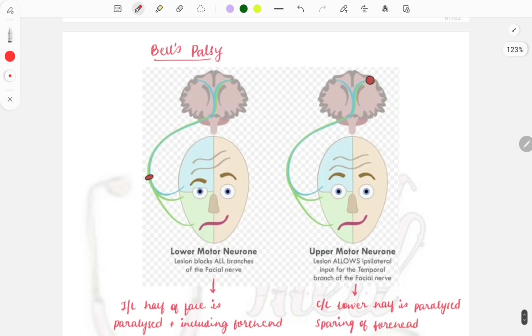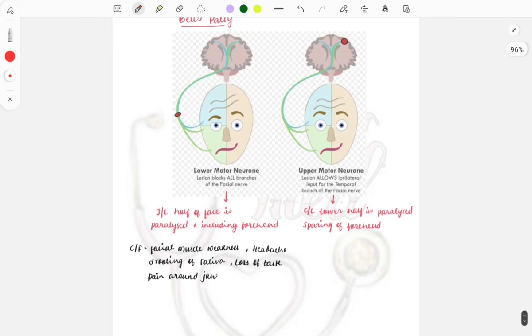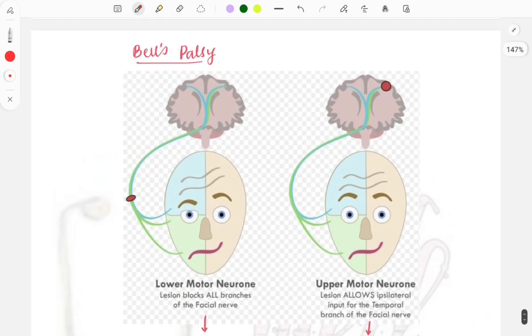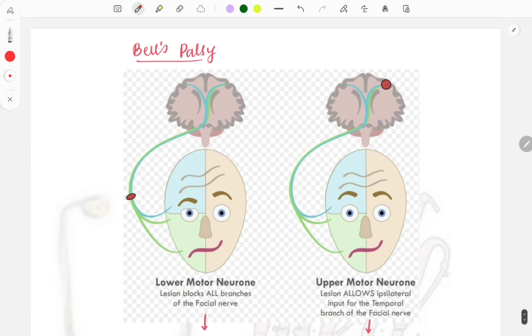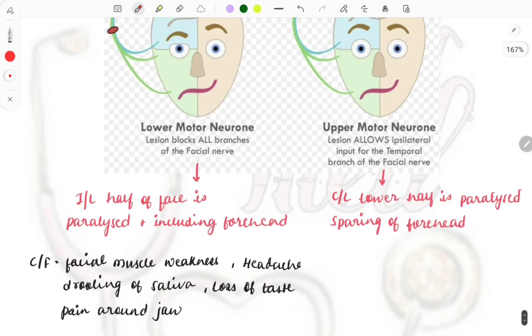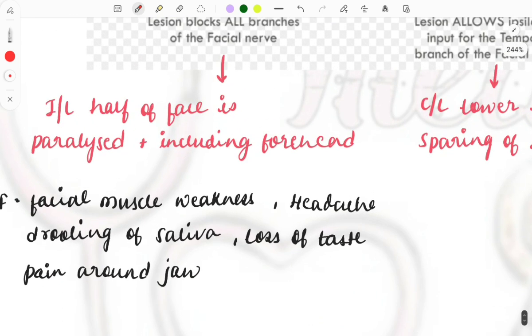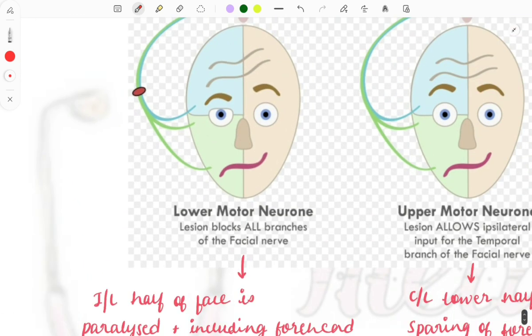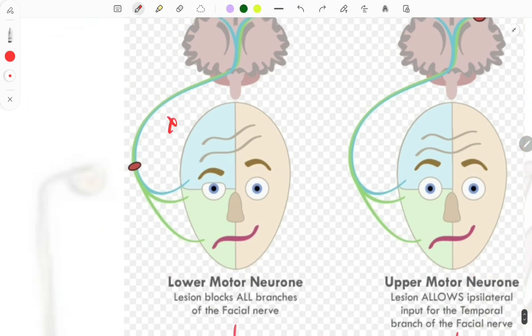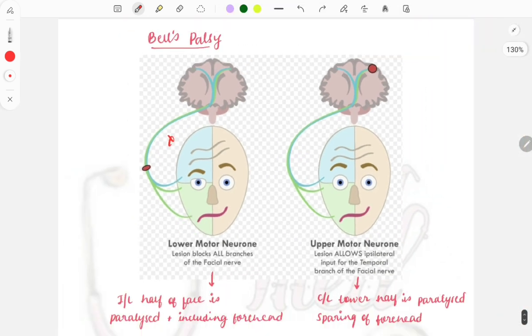Okay. Then moving on to the next, that is Bell's palsy. So in Bell's palsy you can see the motor lesions, classified into upper motor neuron and lower motor neuron lesion. So the manifestations of both are different. In case of lower motor neuron, there is ipsilateral, half of the face paralyzed including the forehead. Ipsilateral means the same side where the injury is, that side's part will be involved.